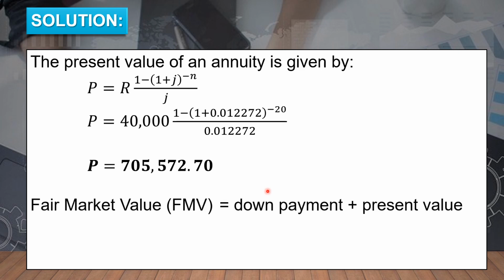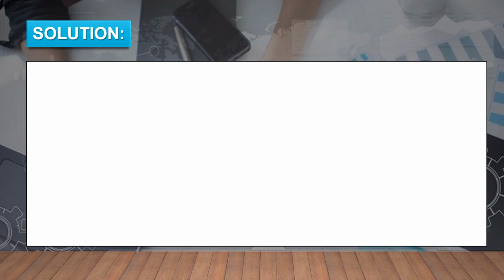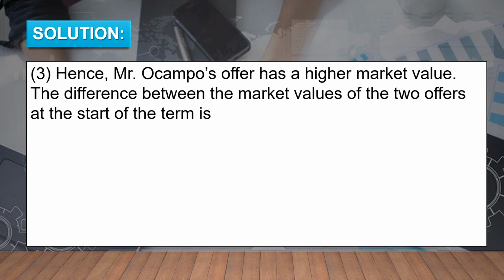Now for the fair market value, or FMV, we add the present value to the down payment. Then we have 50,000 pesos plus 705,572 pesos 72 cents. That is equivalent to 755,572 pesos and 70 centavos. So that is the fair market value of Mr. Cruz's offer. Now comparing the market values of the two offers, the offer of Mr. Ocampos and Mr. Cruz, we can come up with a decision that Mr. Ocampos' offer has a higher market value.